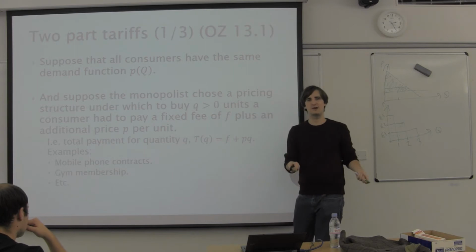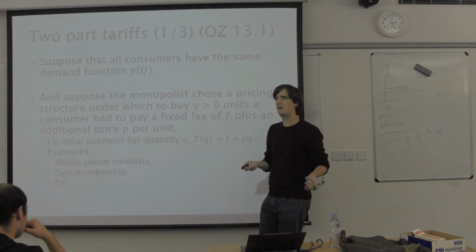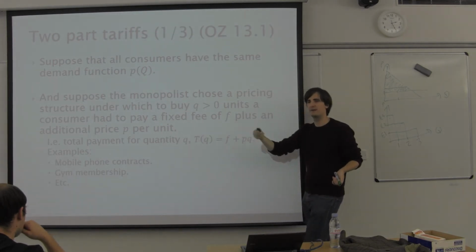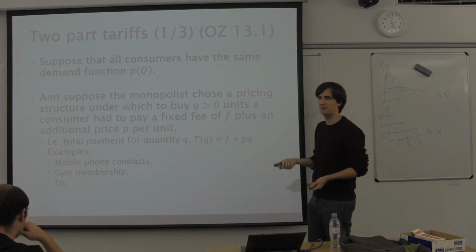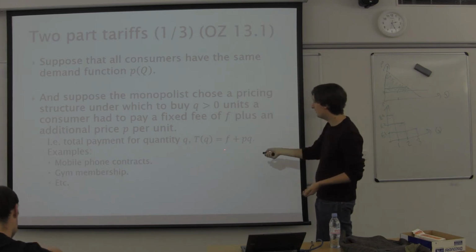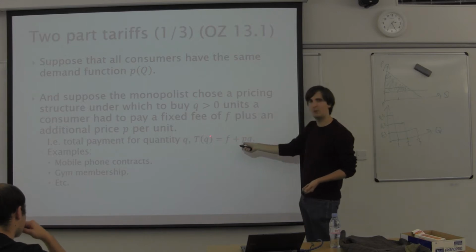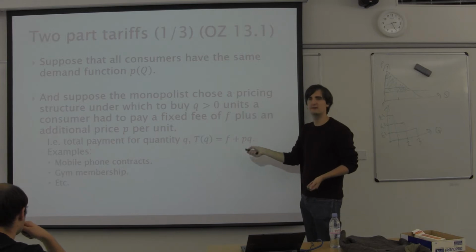Or mobile phone contracts are a bit like that as well. You pay £30 a month whether or not you use your phone, and then you pay something for each minute you use as well. So these are called two-part tariffs. They're two parts because you've got one part which is the fixed fee, and one part which is this kind of marginal fee.